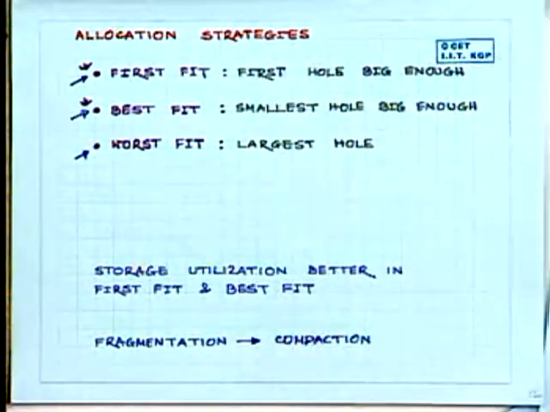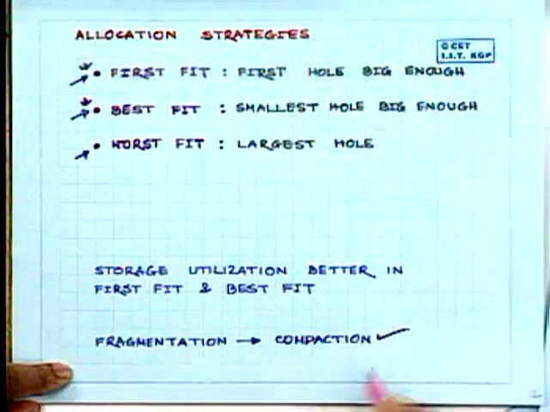Now you see that two things are involved so far as allocation strategies are concerned. When you have fragments, when you have holes, and a new process comes, where does it go? And another is that when a process comes, you do not have a hole big enough to accommodate it, but you have holes, the summation of which is big enough to accommodate that process. In that case, you should go for compaction.